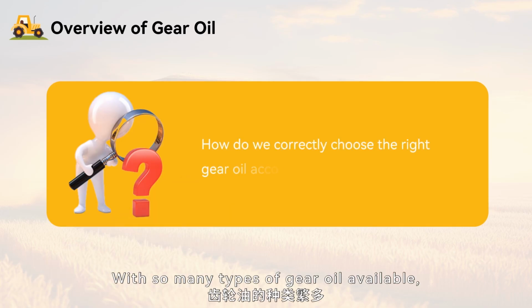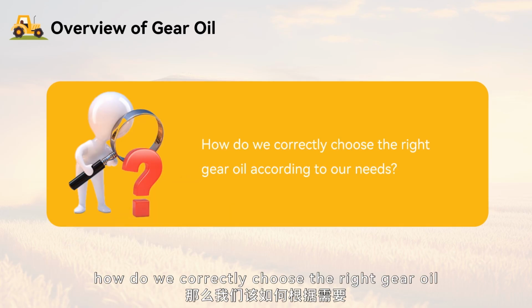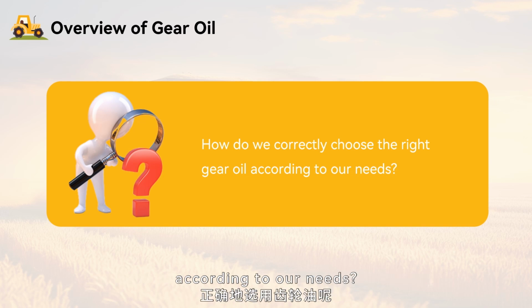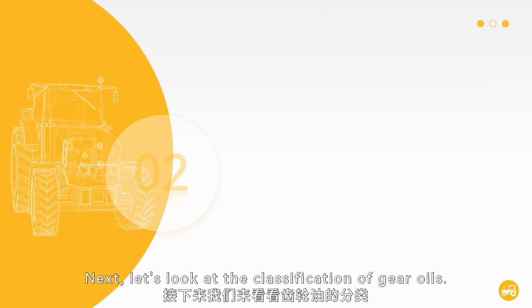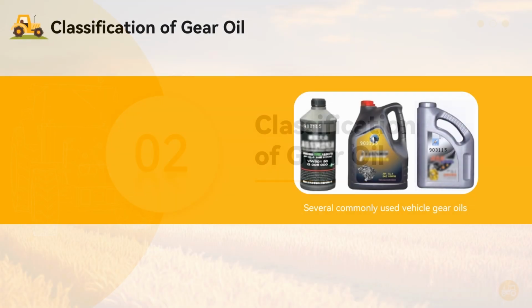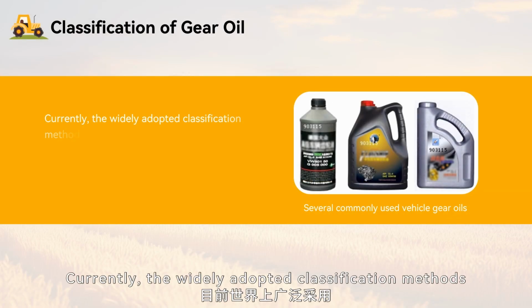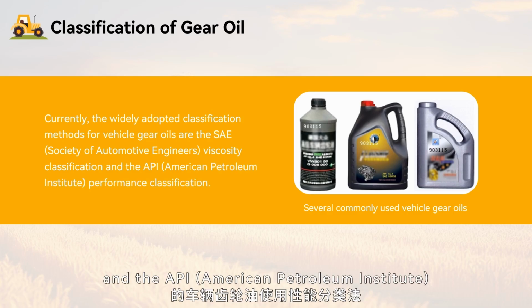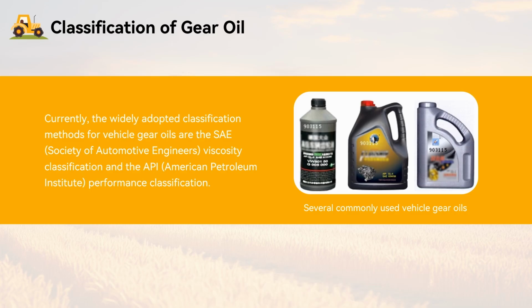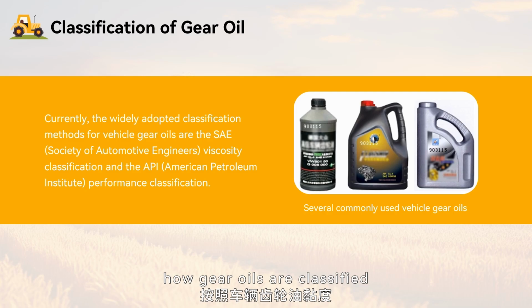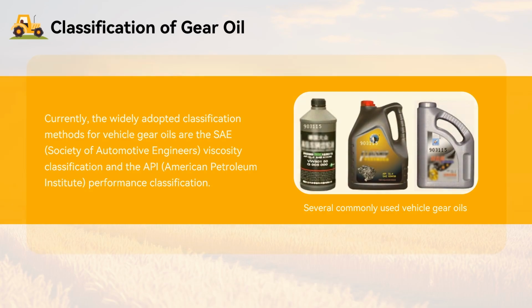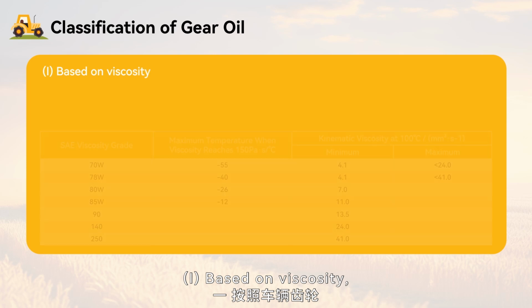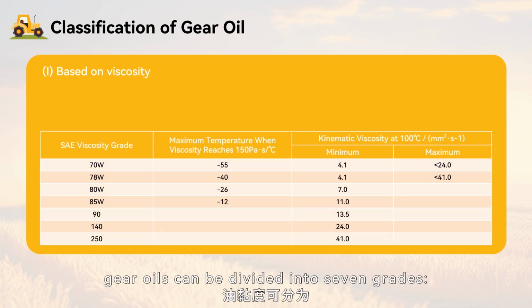With so many types of gear oil available, how do we correctly choose the right gear oil according to our needs? Next, let's look at the classification of gear oils. Currently, the widely adopted classification methods for vehicle gear oils are the SAE, Society of Automotive Engineers, Viscosity Classification, and the API, American Petroleum Institute, Performance Classification. First, let's see how gear oils are classified based on their viscosity. 1. Based on viscosity, gear oils can be divided into 7 grades.